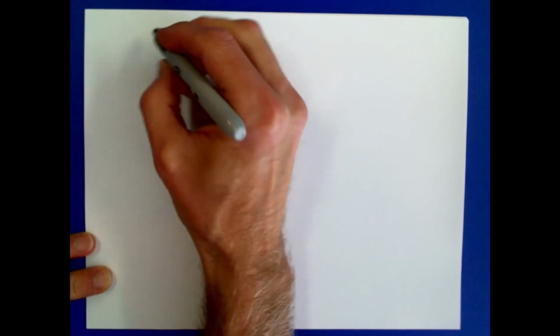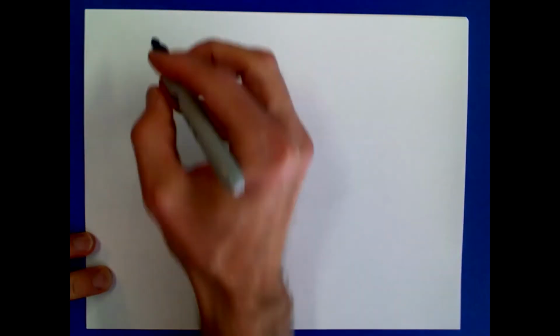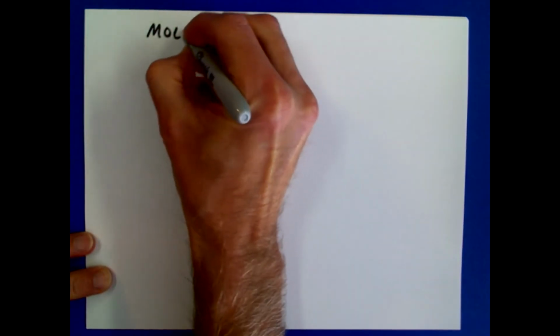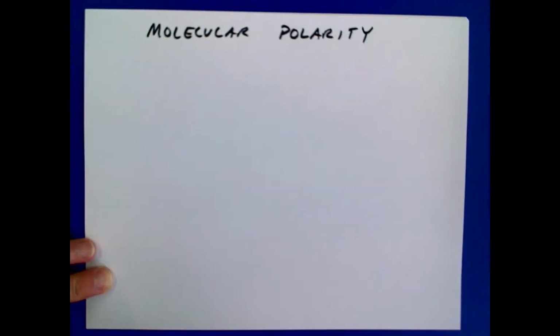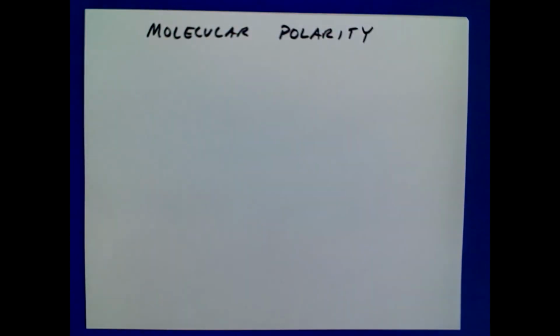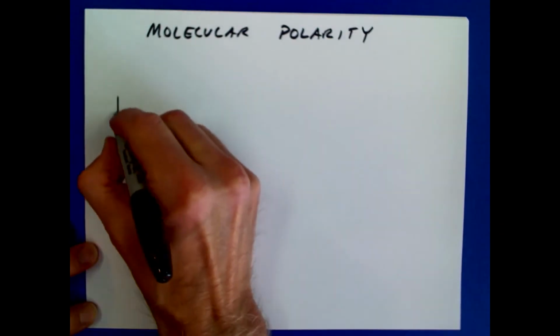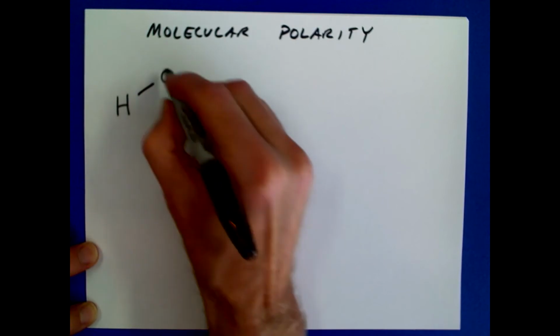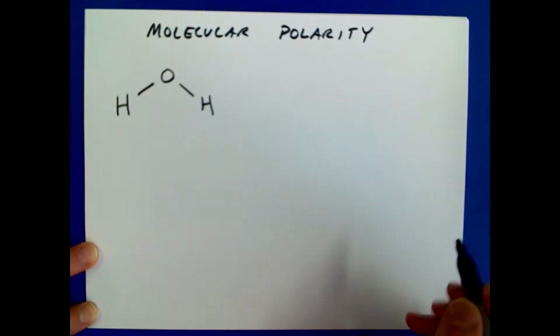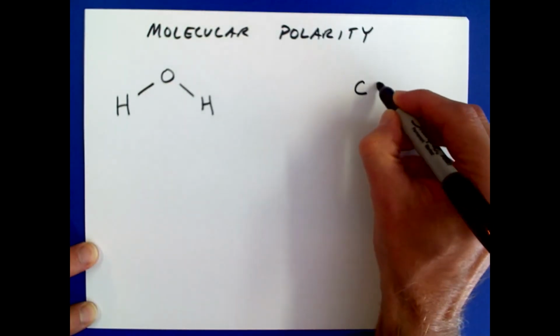Now that we've covered the issue of bond polarity, we're ready to look at molecular polarity. So what we're going to do is look at how bonds are polar or not, and how those polar bonds can contribute to a molecule being polar or nonpolar. We'll start with these two examples here. I'm going to look at water, and we're going to look at carbon dioxide.